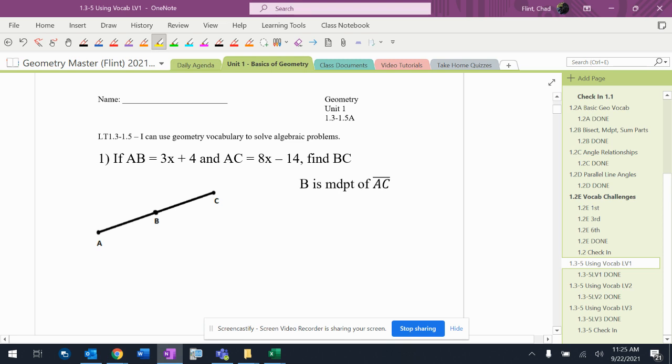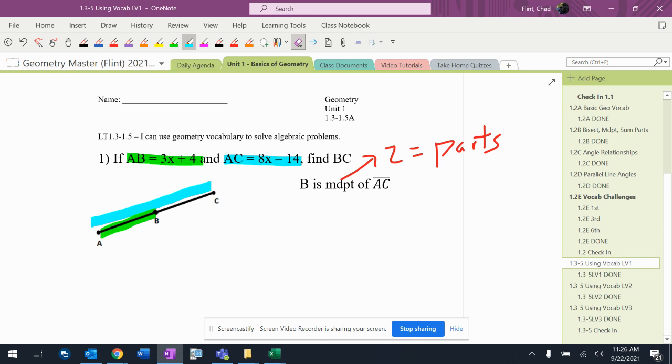So I've got the word midpoint, which means two equal parts. Before I start, I'm going to make sure I know that. Now I am going to look at what's happening here. So I've got AB right there, and I've got AC, which is right here. Now I'm going to erase that yellow that I had because I just made it blue. Okay. So that's what I have.